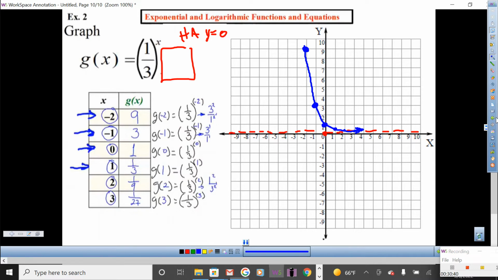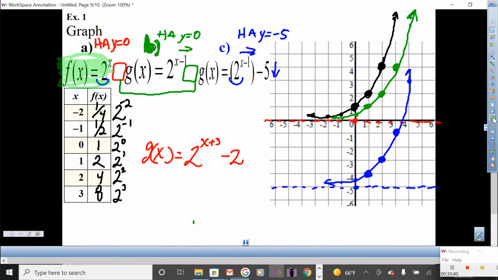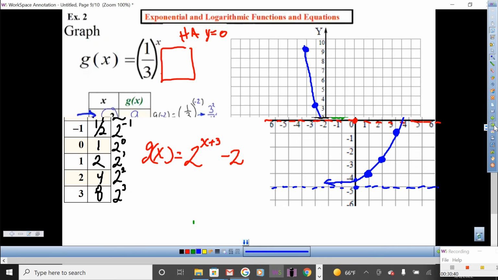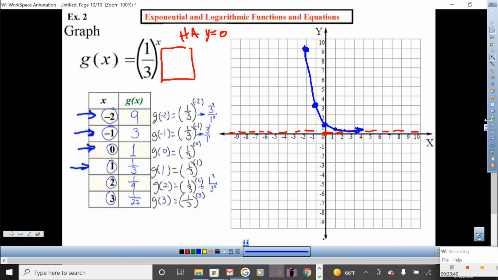So what do you guys notice from both? How do we know when it grows, and how do we know when it decays? Tell your neighbor, please. Did everybody catch that? Yes? When the base is what? When the base is a whole number, it grows, and when the base is a fraction, it decreases or decays.